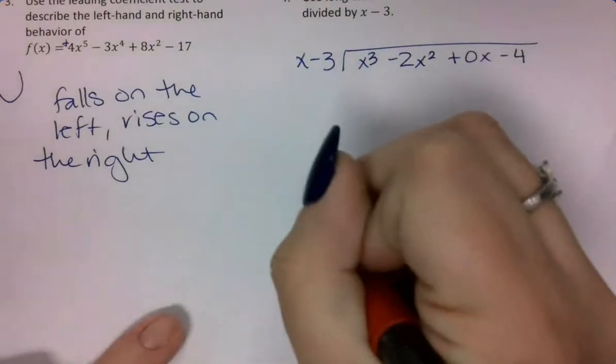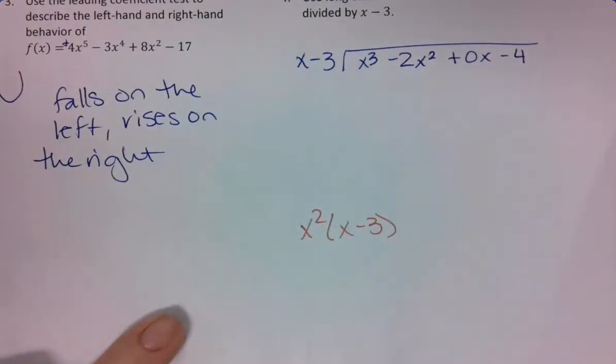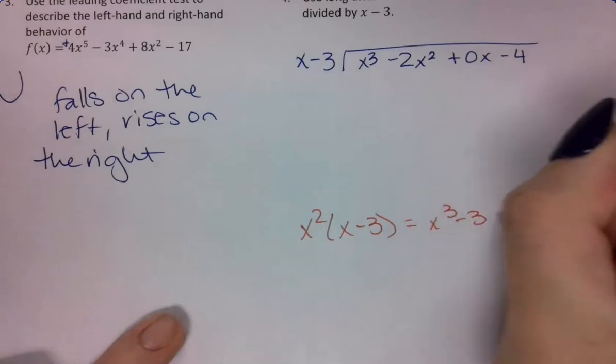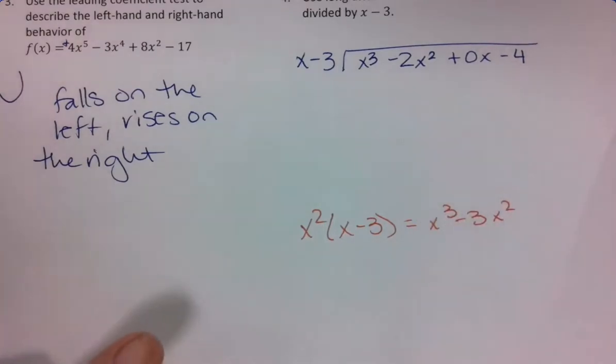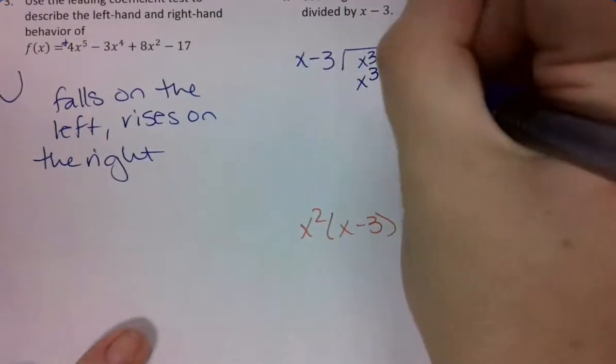I'm going to do my work down here. So I'm going to do x squared times the x minus 3, which if I distribute will give me x cubed minus 3x squared. So then I want to go up above and write this out under those matching terms.